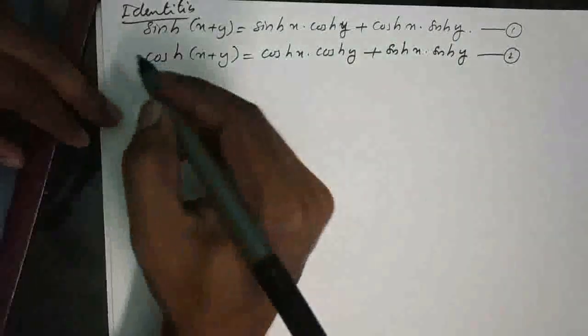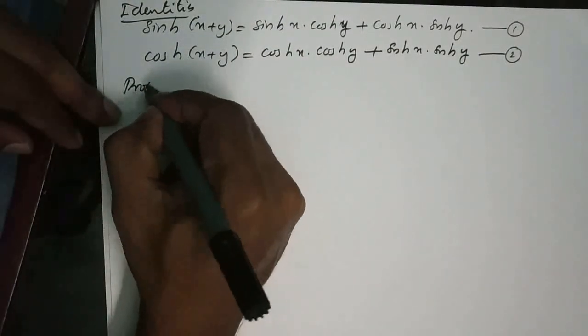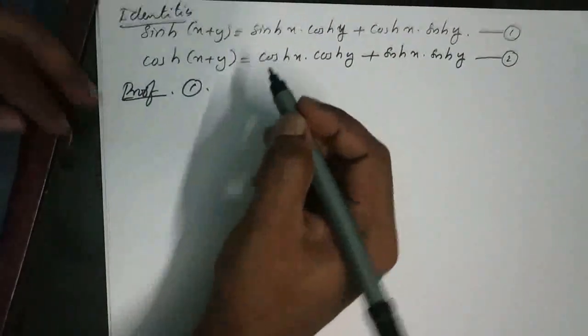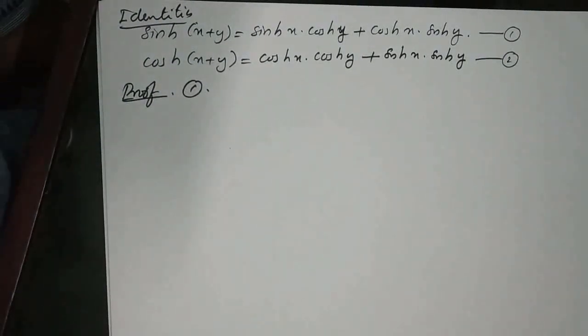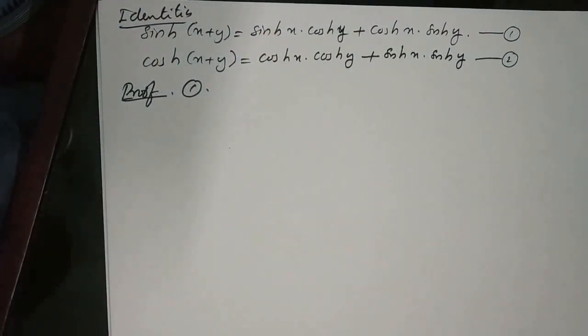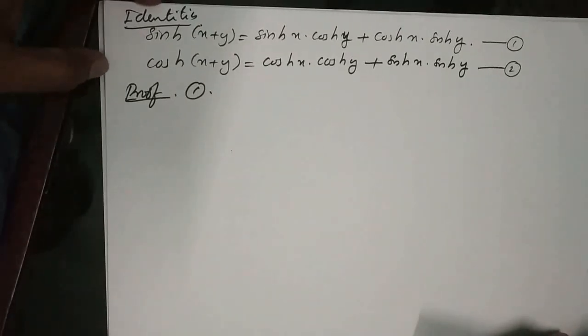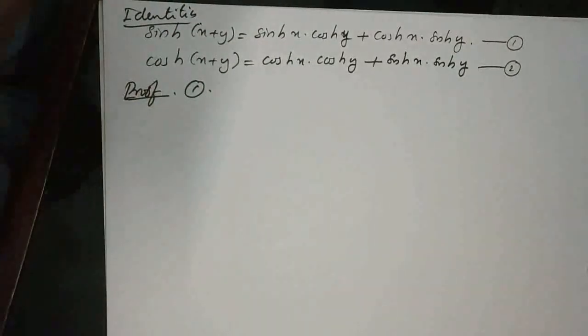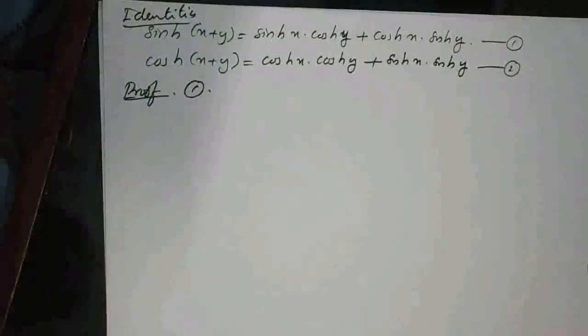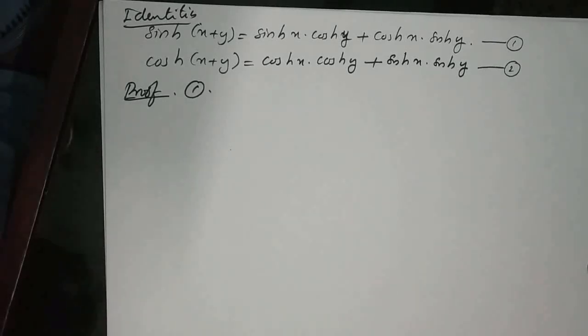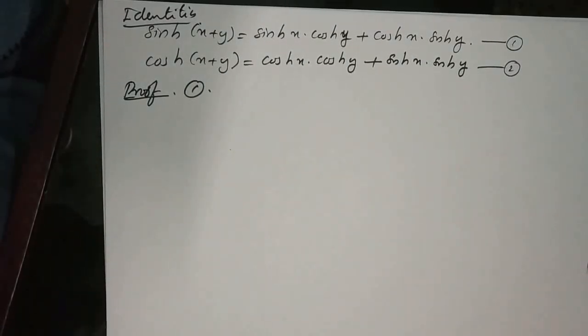Now how to prove the first one? Proof of the first one: sinh of x plus y is equal to sinh x cosh y plus cosh x sinh y. We can do it in two ways. Either we can take from left to right, or we can take from right to left. Suppose we are taking left to right.